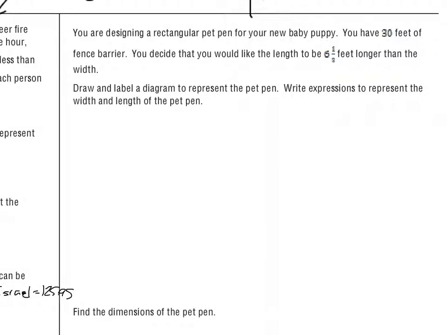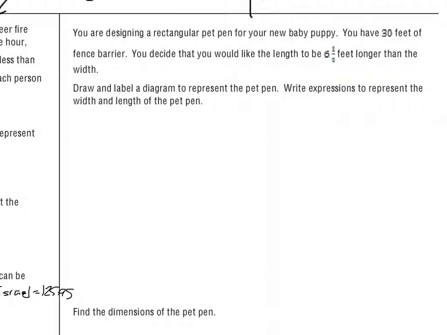Alright, coming over here, we have a second problem. This is a more geometrical type problem. It says you are designing a rectangular pet pen for your new baby puppy. You have 30 feet of fence barrier. You decide that you would like the length to be 6 1/3 feet longer than the width.